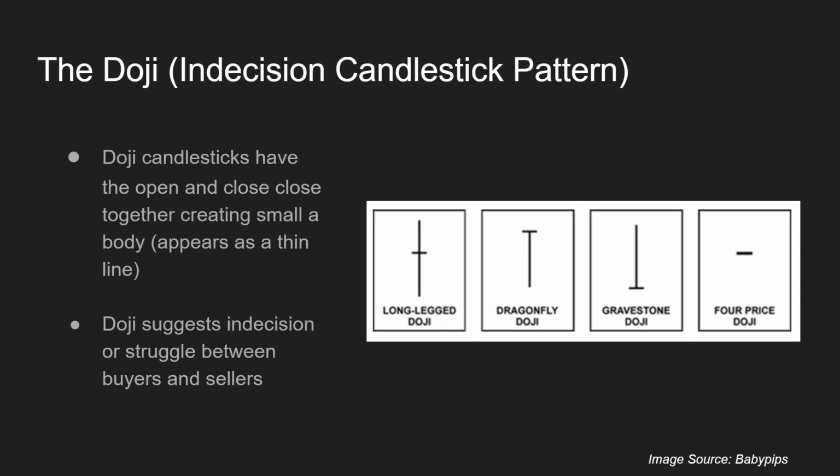So what does a doji look like? A doji candlestick is where the open and close are really close together and creating a very small body, and it looks like a thin line.